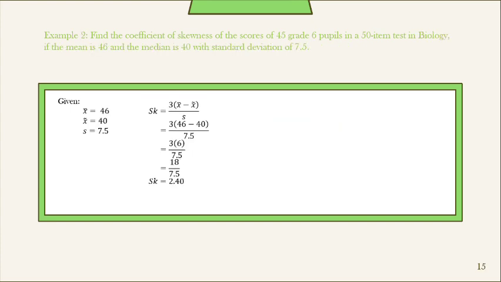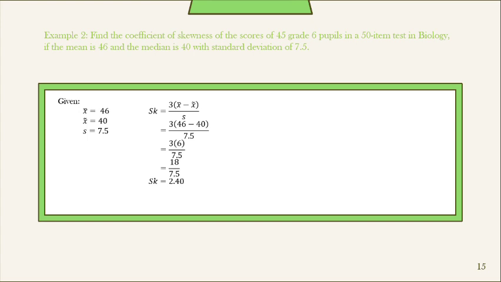Now, let's have example 2. Find the coefficient of skewness of the scores of 45 grade 6 pupils in a 50-item test in biology if the mean is 46 and the median is 40 with standard deviation of 7.5. So, ang mean natin is 46, ang median natin is 40, and ang standard deviation natin is 7.5. So, substitute lang natin ulit using the skewness formula. So, magiging 3 times the quantity of 46 minus 40 all over 7.5.